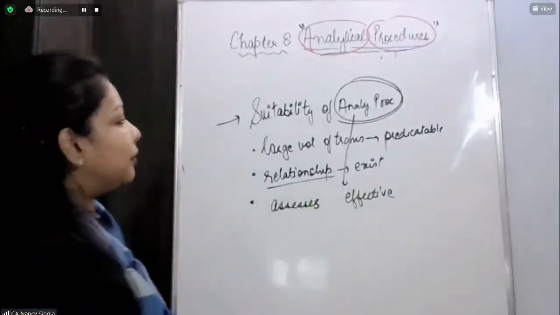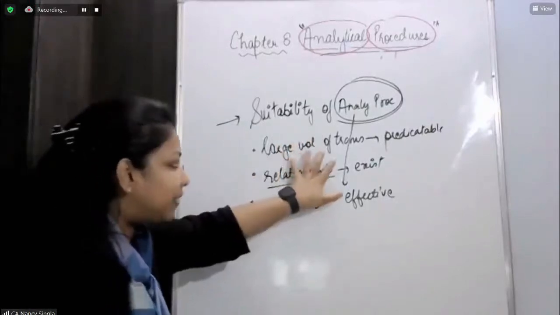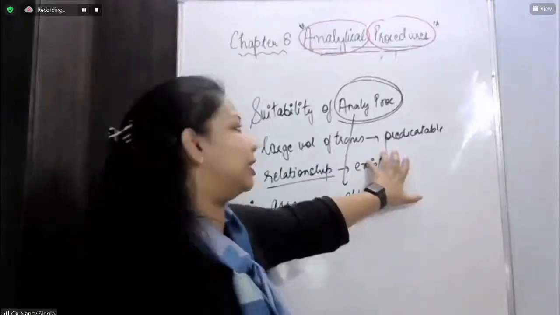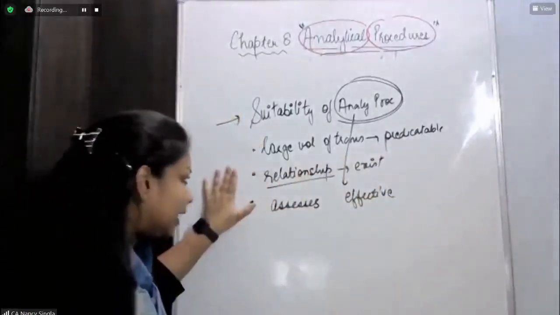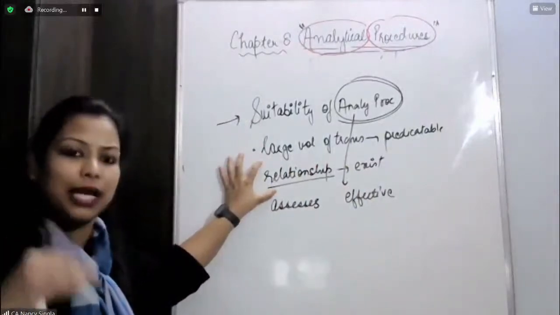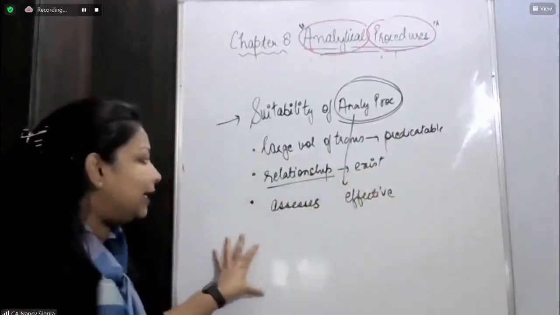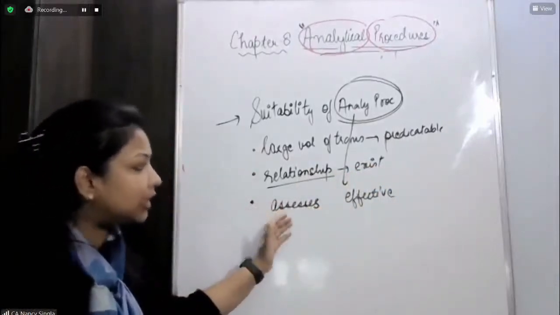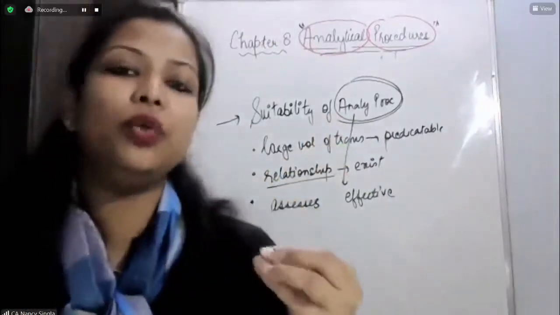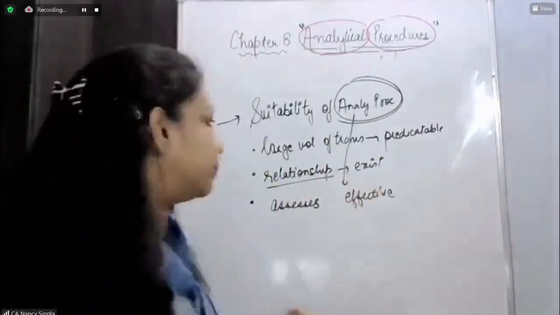Clear? So abhi tak humne kya dekha hai? What is the suitability of analytical procedures? So it says that where there is a large volume of transactions which is predictable over time, the auditor can apply analytical procedure. It can be applied on data wherein there is a relationship between the items to be tested and that relationship exists, and it depends upon the auditor's assessment of how effective the analytical procedure will be. Okay? So what we are doing is checking whether a particular analytical procedure is suitable or not.